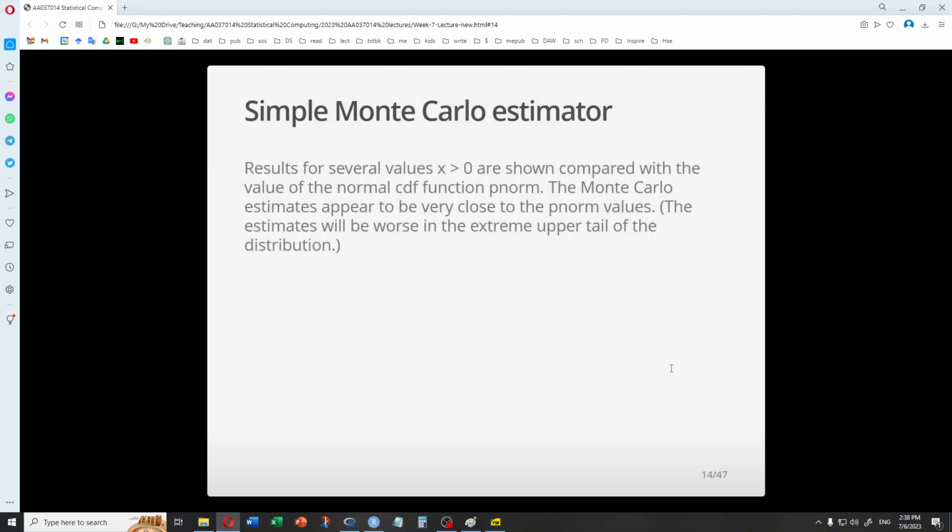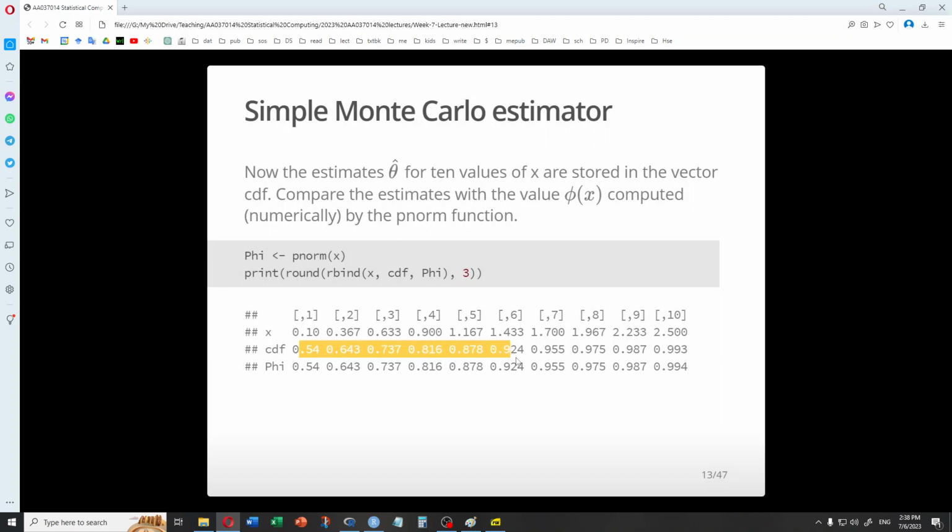So the results for several values when x is larger than 0 are shown compared with the value of the normal CDF function pnorm. What we see here is that the Monte Carlo estimate appears to be very close to the pnorm value, but the estimate will be worse in the extreme upper tail of the distribution compared to the middle ones. Overall, it is not so much different.